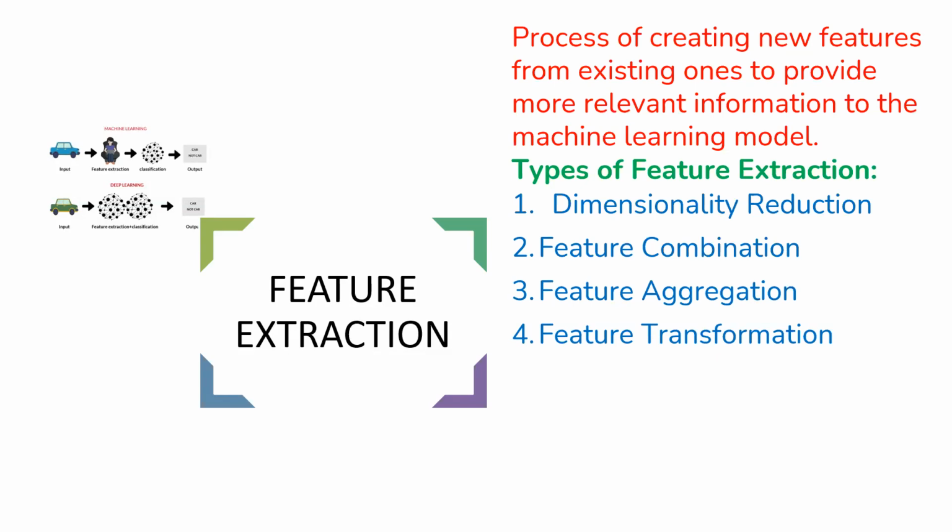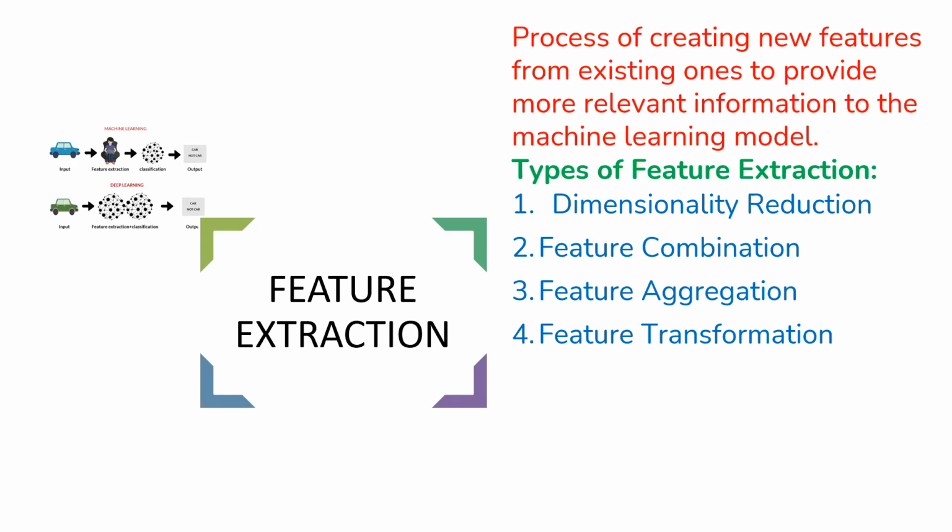What is meant by dimensionality reduction? What we do in dimensionality reduction is we reduce the number of features by transforming the data into a lower dimensional space. So we reduce the number of features using dimensionality reduction. And in feature combination, we combine two or more existing features to create a new one. And in aggregation, we aggregate the features to create a new one. And in transformation, we transform the existing features into a new representation.